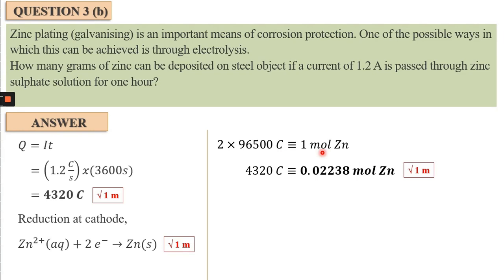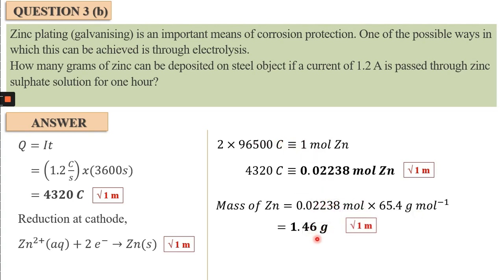Solving using stoichiometry equation, 4320 coulomb divide by 2 multiply 96,500 multiply 1 mole. So we get the number of mole of zinc, 0.02238 mole. Lastly, to convert the number of mole into mass, multiply by the molar mass of zinc, which is 65.4 gram per mole. So we will get 1.46 gram of zinc that has been deposited. So these are the marks for this question.